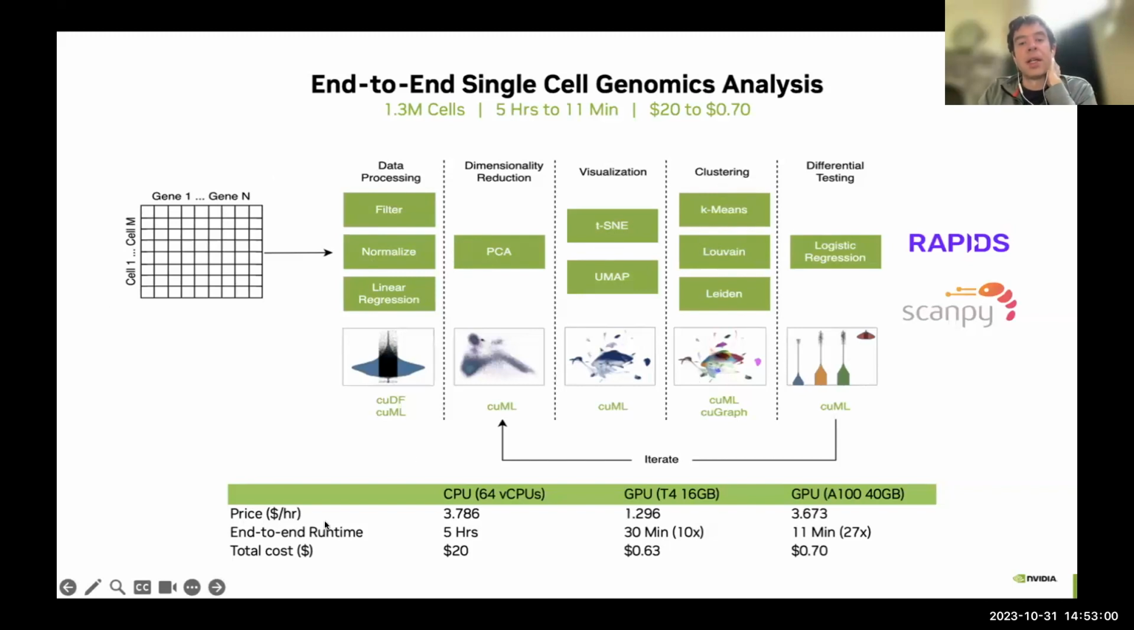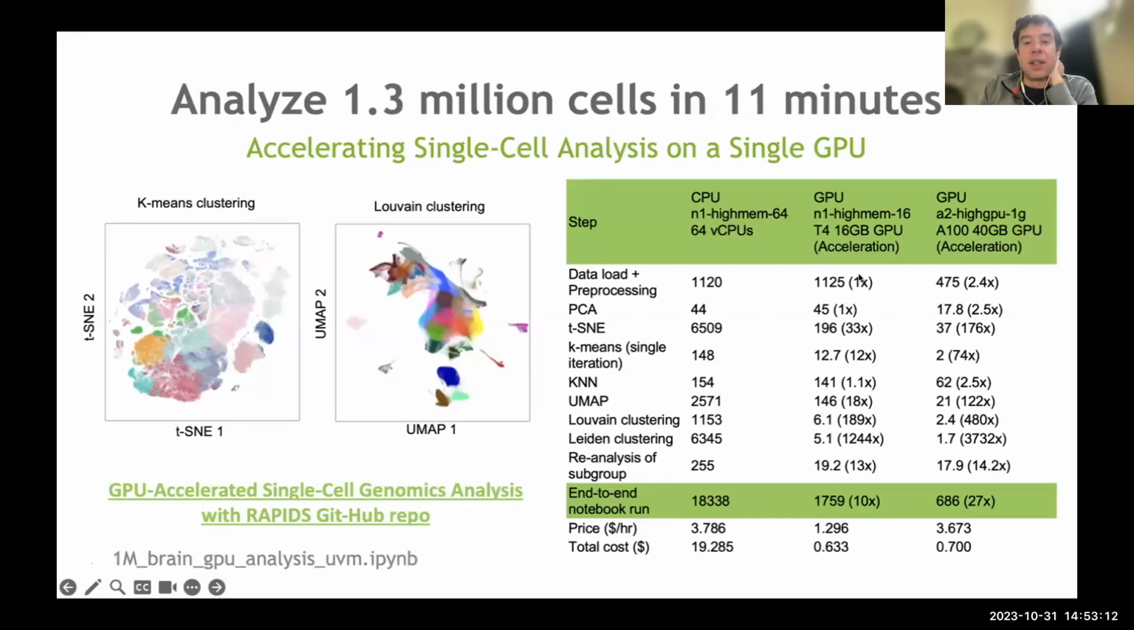Not only is it faster on a GPU, but if you're running in the cloud, it's also cheaper, because it goes from 5 hours down to 11 minutes. You can also see the speedups for each of these steps. We've got an interactive notebook for playing with this, where you can highlight little bits of data and then rerun the whole clustering step. And it's real-time interactive.